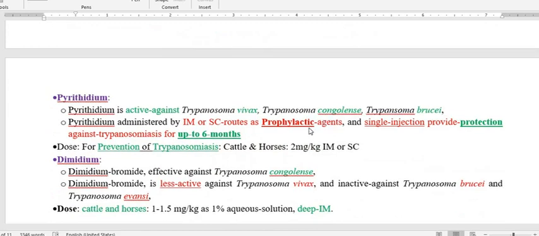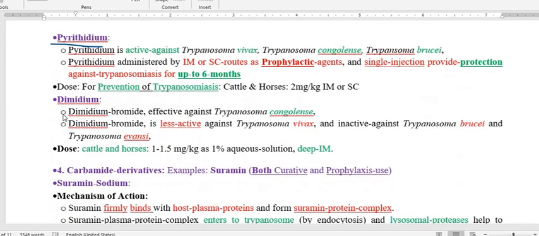Next, from the same group, called aminophenanthridium, the last two drugs are pyrithidium and dimidium. Pyrithidium shows activity against the species Trypanosoma vivax, congolense and brucei. So it has good efficacy against brucei also.